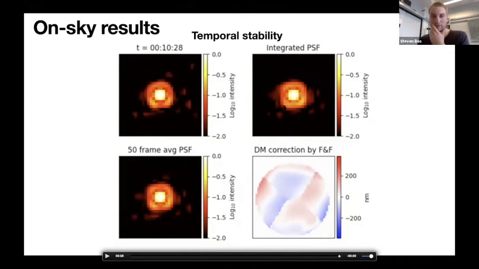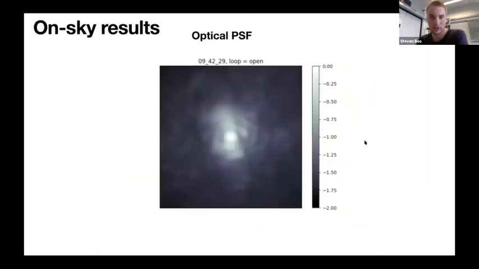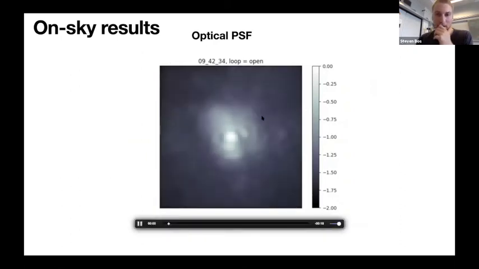Okay, so this shows that Fast and Furious is able to maintain stability over long periods of time. Another interesting thing, which was during another observation run a while back, is we were running Fast and Furious in near infrared, but simultaneously we were also recording PSFs in the optical. So in principle, if you're correcting, so these are shown here.